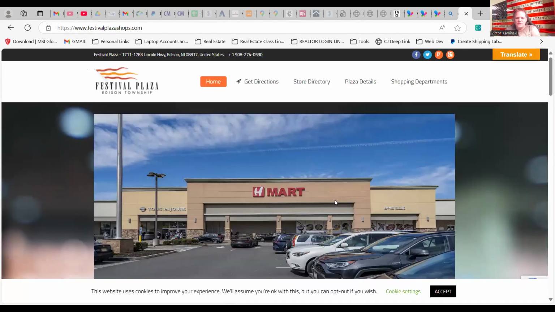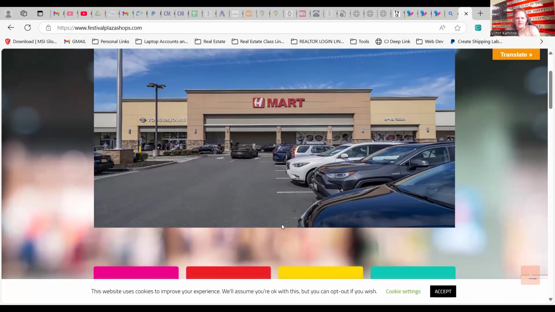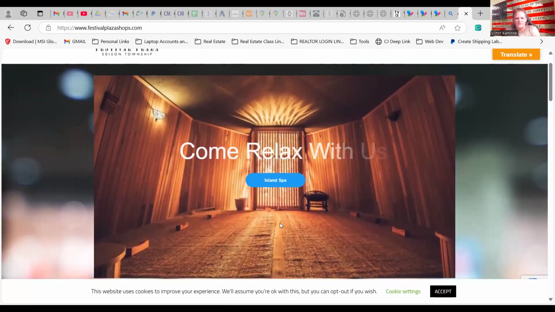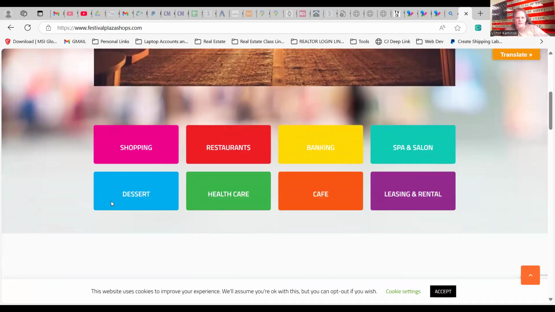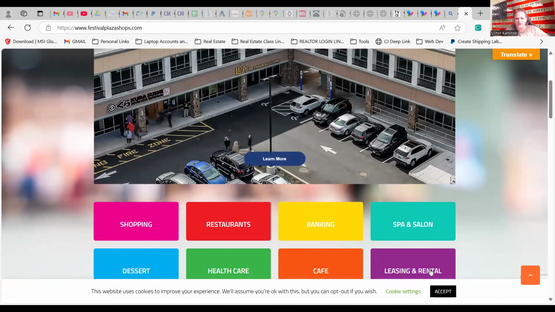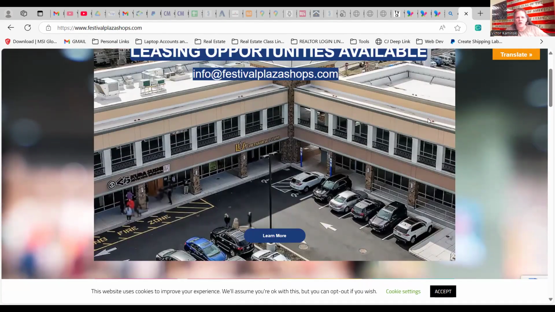So the H Mart, that was always the main anchor store. I have no idea what an H Mart is, but they got a lot of stores in there. Now look, they got fancy stuff there. Okay, so they got shopping, restaurants, banks, salons, spa, dessert, healthcare, cafes. Look at this. They've got all of these additional stores, this is all new construction, multi-level stores now. Previously, these were all one-level stores set back. There was only the one building. They've got multiple level buildings there.